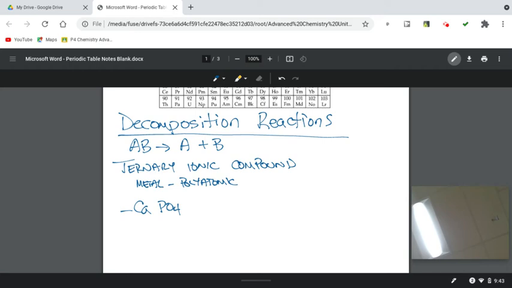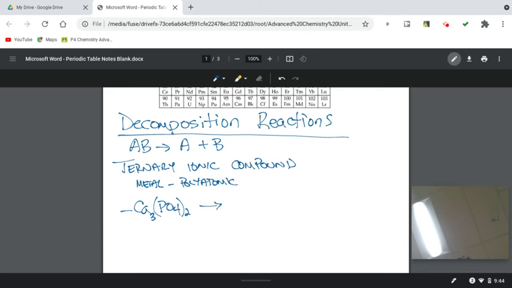Now, calcium has a +2 charge, phosphate has a -3 charge, so we're going to put Ca3(PO4)2 to make sure that that is balanced. Now, when calcium phosphate breaks down, it doesn't break down in the way you would think. So if I were to ask you to predict this without covering it, my guess is you would put calcium as one product and you would put phosphate as the other product.